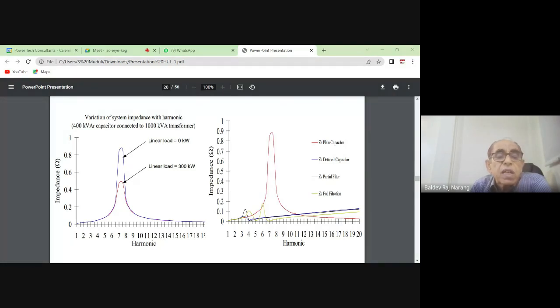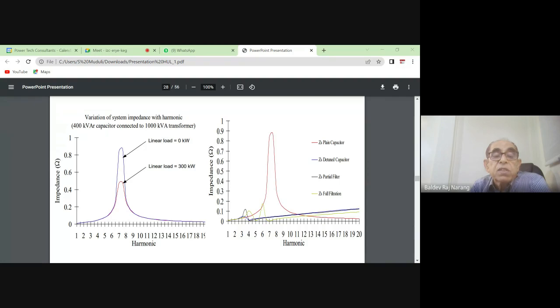So this is impedance versus harmonic frequencies. What will happen is the impedance increases initially, takes a maximum value, then it comes down, and the peak point where the impedance is maximum, that is the point of resonance. We have to see at what frequency it is occurring. In this case, we find it is occurring at the 7th frequency. So if we draw this curve, it will indicate where the resonance is taking place.